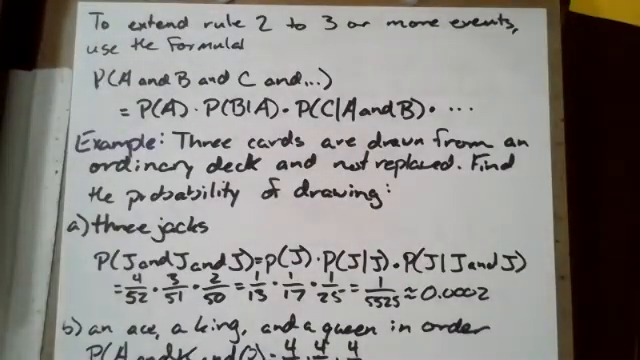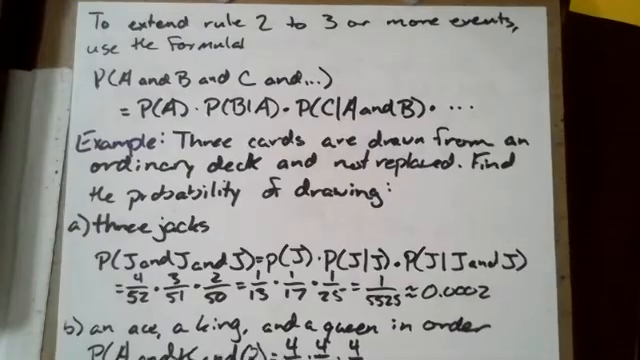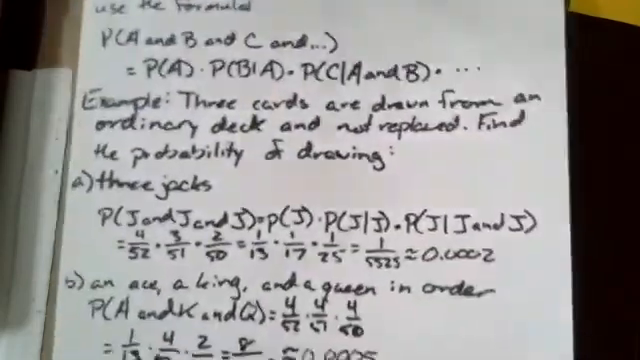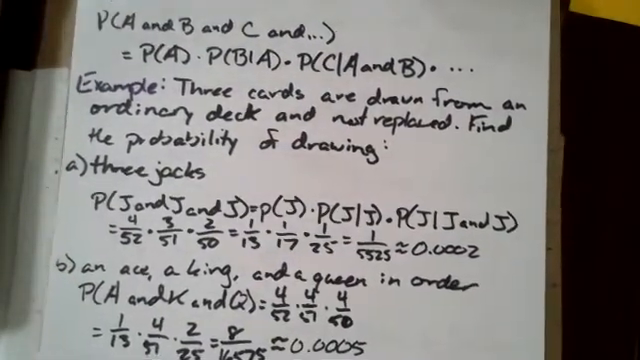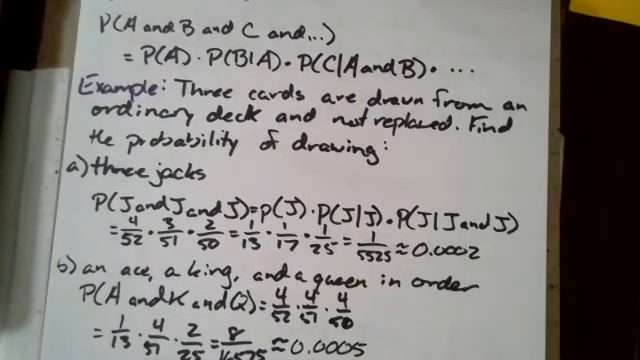To extend Rule 2 to 3 or more events, use the formula P of A and B and C and so on, which is equal to the probability of A times the probability of B given A times the probability of C given A and B, and so forth. For example, 3 cards are drawn from an ordinary deck and not replaced. Find the probability of drawing 3 jacks.